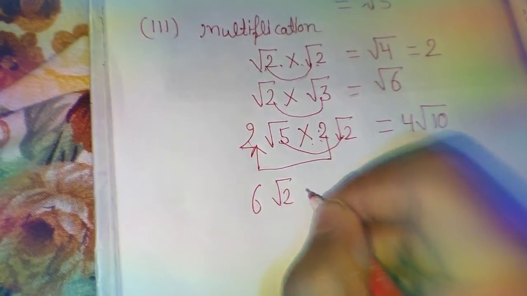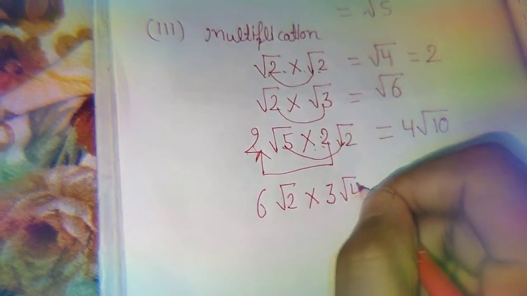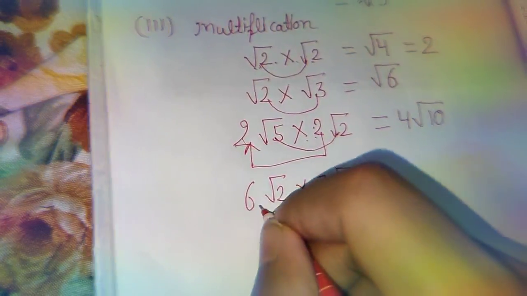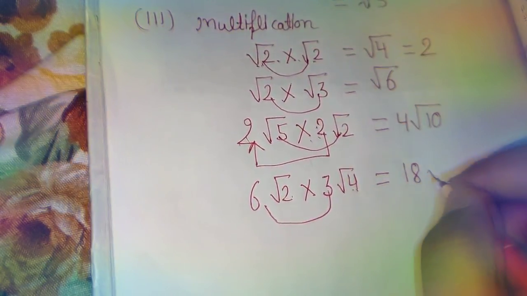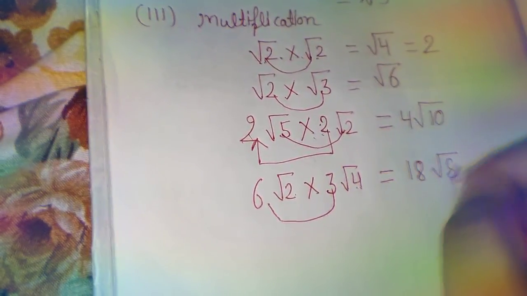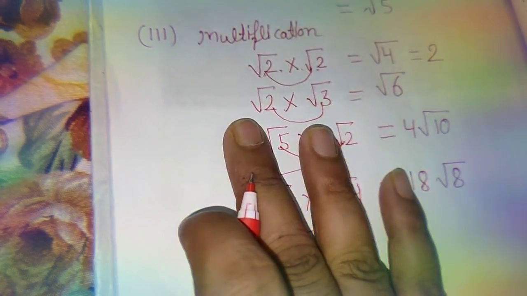Suppose it is 6 root 2 into 3 root 4, then how? 6 3s are 18 and 4 2s are 8. So this is the multiplication.